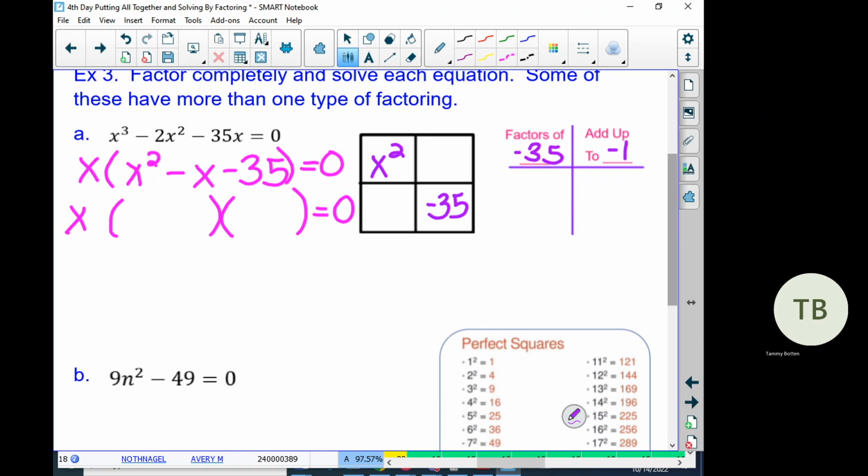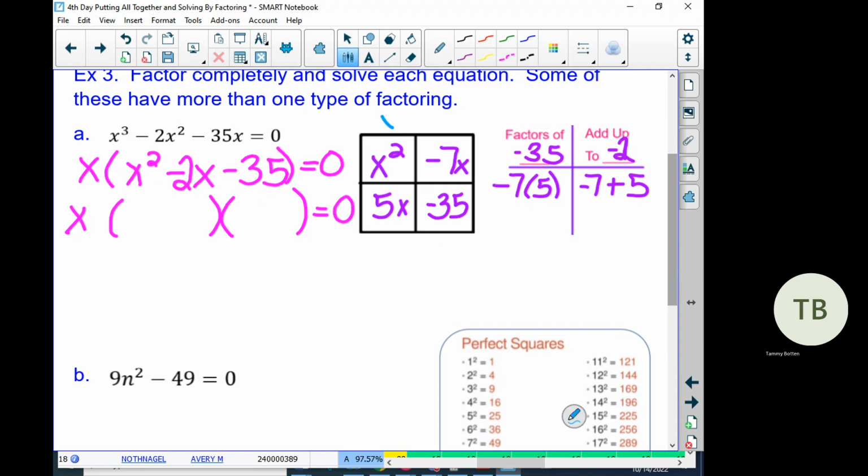Oh, no, sorry. I made a mistake right here. There should be a 2 right there. X times -2X. So this is actually a 2. So you guys think of a positive and negative number that would give you -35, and when you add them, it would give you -2. Yeah, -7 times 5 would give you that, and -7 plus 5 would give you that. So this is -7X, this is 5X.